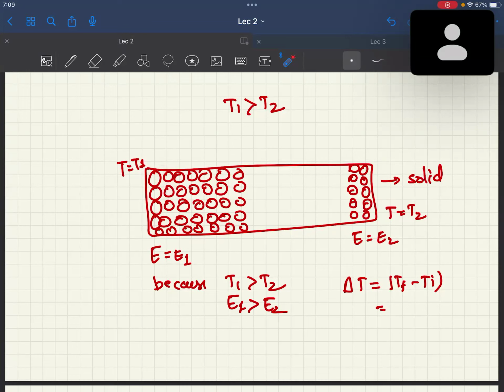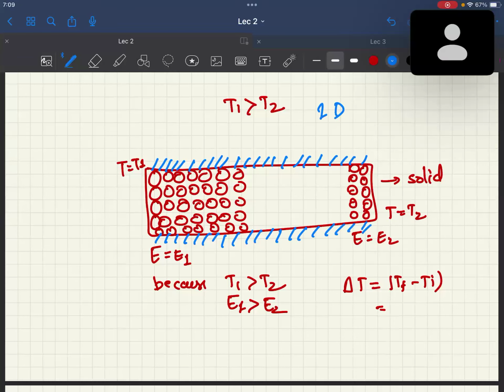Hello, Bharat, the top and the bottom walls are insulated, right? Yes. We are always going to study a one-dimensional system.